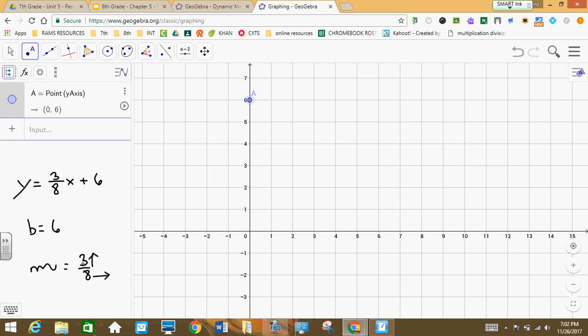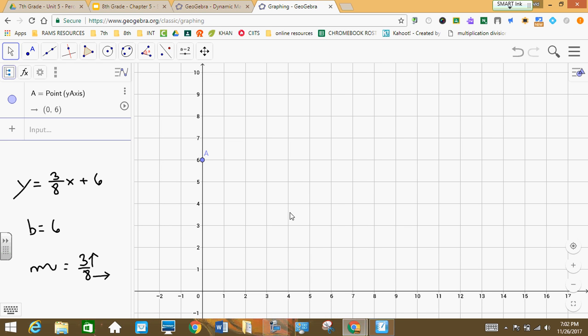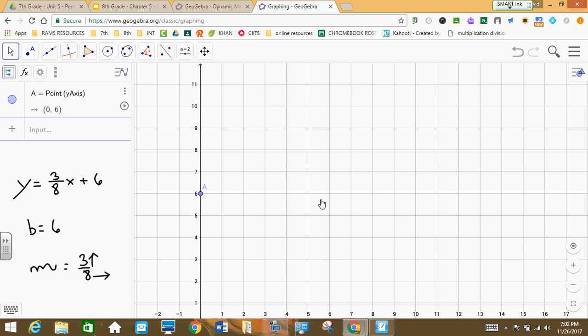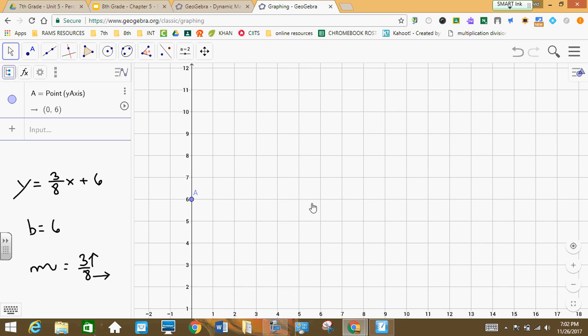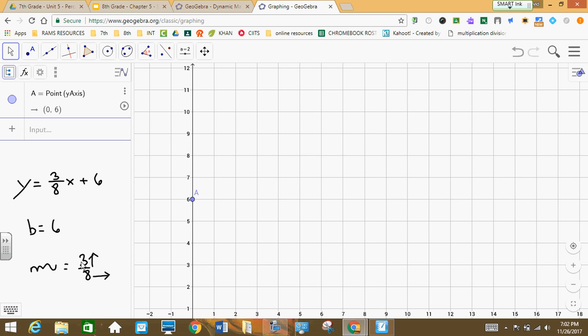So again, remember, if this is a -3 on top, we would go down. If it was a -8 on the bottom, we would go left. Now, this is what's going to be nice about the digital part here. If you move your mouse onto the graph and hold down on the left button of your device, you can actually move this graph wherever you need to. Okay. Now, we need to go up 3 and over 8.